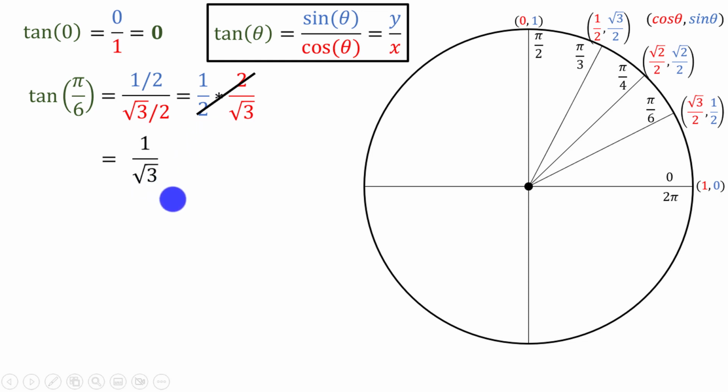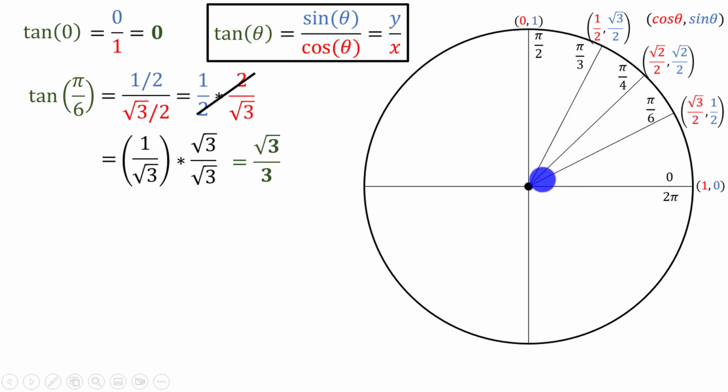Now this is considered to be in an improper form, because we don't like to leave a square root in the denominator. So we can rationalize the denominator by multiplying by the square root of 3 over itself. We will be left with square root 3 in the numerator, and the 2 square root 3's in the denominator will cancel the square root, so that we are just left with 3. Our final answer is that tangent of pi over 6 is equal to square root 3 over 3.